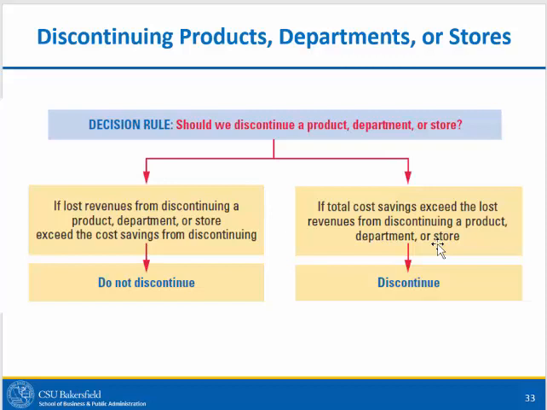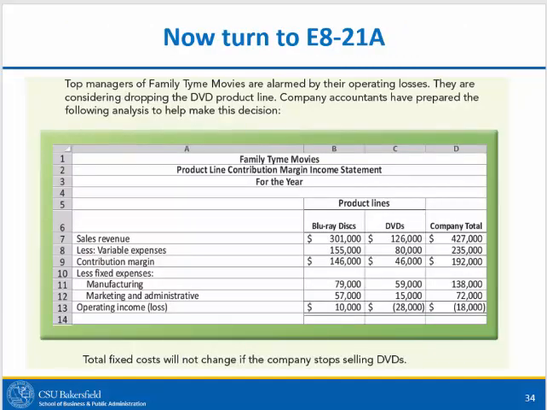So you look at whether you're going to have more cost savings, which will become your profit, or more lost revenues, which will hurt your operating income. Which one is bigger? That's how you decide whether you should continue or discontinue. That's the main reason why this decision rule is so important and so useful. So now let's take a look at this particular question.